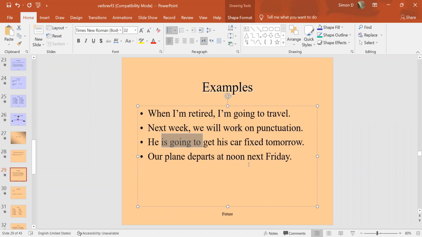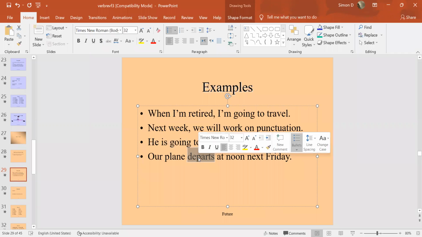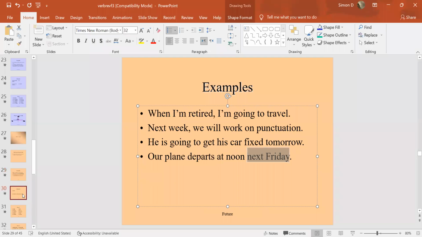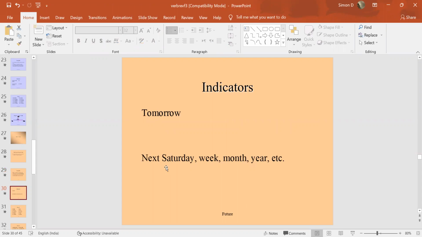Our plane departs at noon next Friday. Okay. So even here, we look at the context of the sentence. Just because it says it departs doesn't mean it is simple present. In the context of this sentence, you have to understand that it is talking about the future tense, because next Friday is there. Indicators: tomorrow, next Saturday, week, year, next semester, and all of this will be indicators for it.